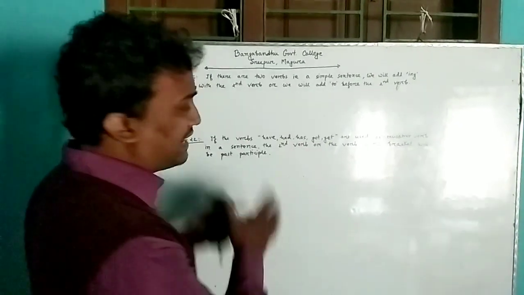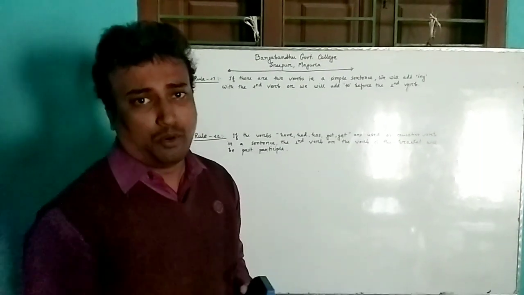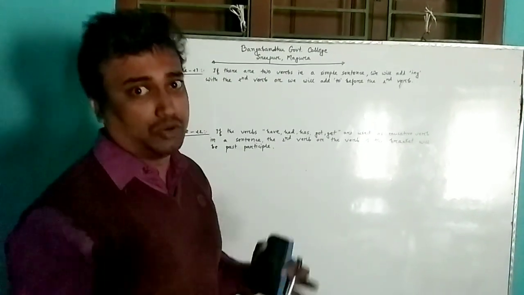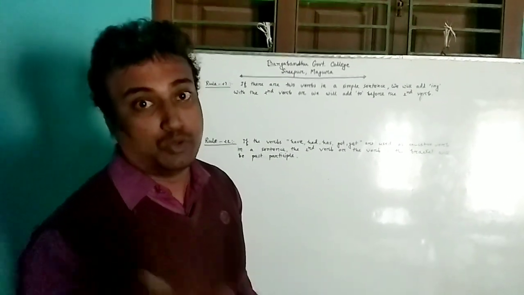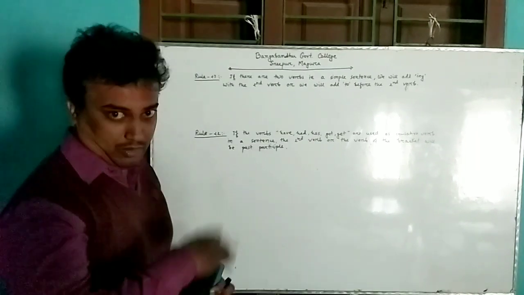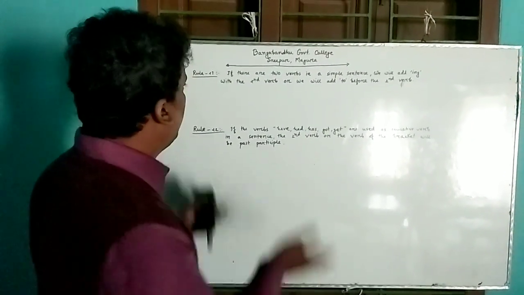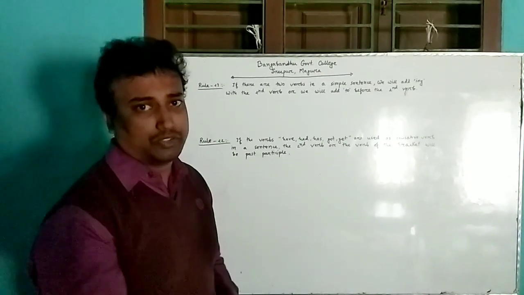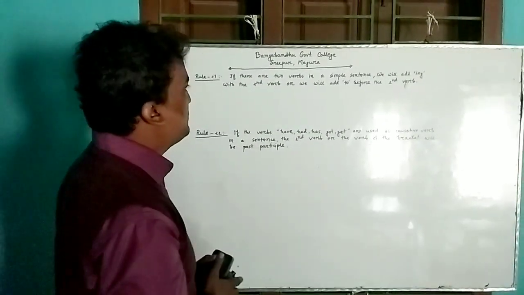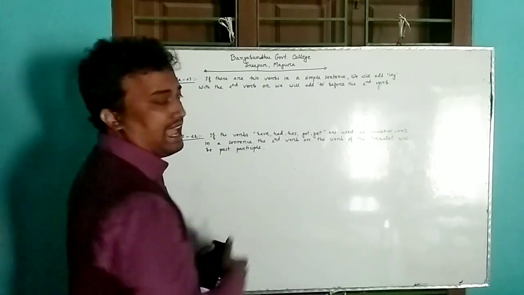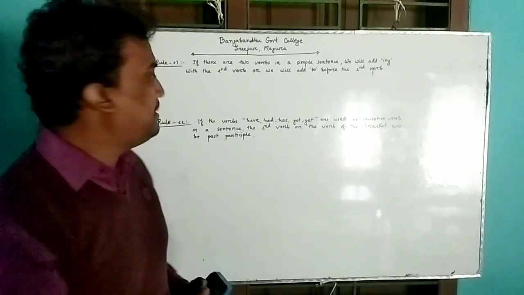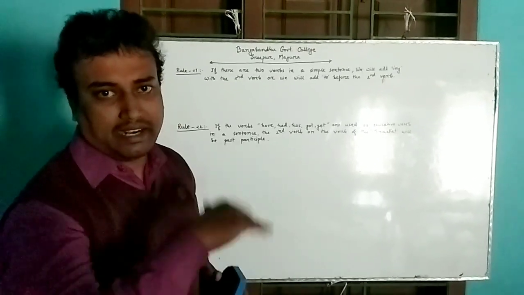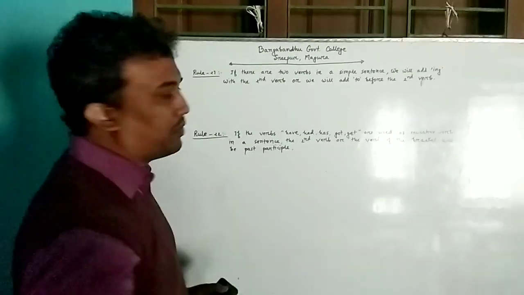If the second verb's sense is purpose or aim or something like that, uddeshyo, then we can use to, infinitive to. So for your better understanding, let's read the rule again. If there are two verbs in a simple sentence, we will add ing in the second verb, or we will add to before the second verb. Let's see an example for your better understanding.